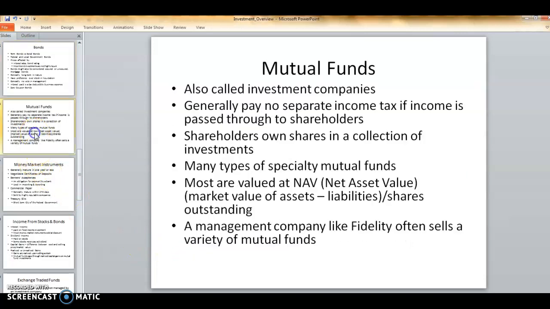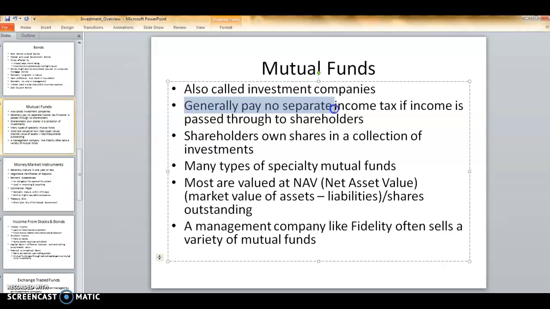Mutual funds. A lot of people invest in mutual funds. Mutual funds are also called investment companies. The mutual fund itself, that investment company, pays no separate income tax as long as it passes virtually all of its income, whether it be capital gains that are actually realized, dividend income, or interest income, off to its shareholders.